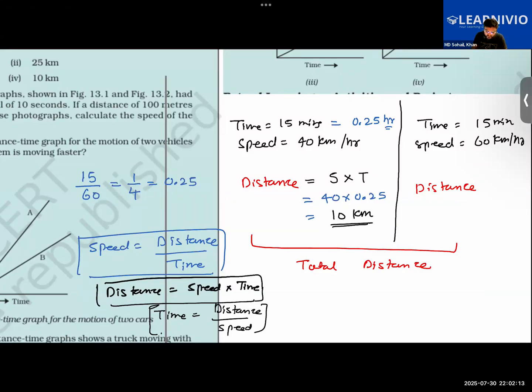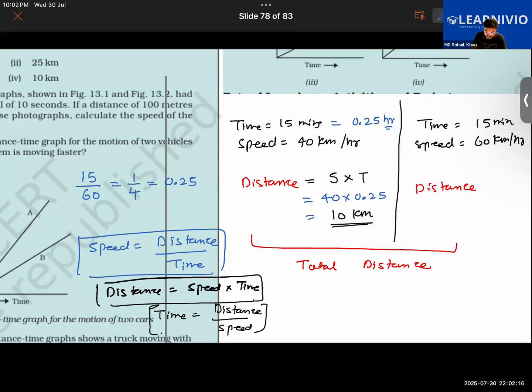Same thing here also, we are going to do the same thing. 15 minutes in hour is 0.25 hour. That's what I did to make it more direct. So instead of 1 hour, I wrote 0.25 hours. So I got 10 kilometers. Actually, you were saying 0.4. I did 60 multiplied by 1/4 that way, sir. So that's how I got the answer faster.